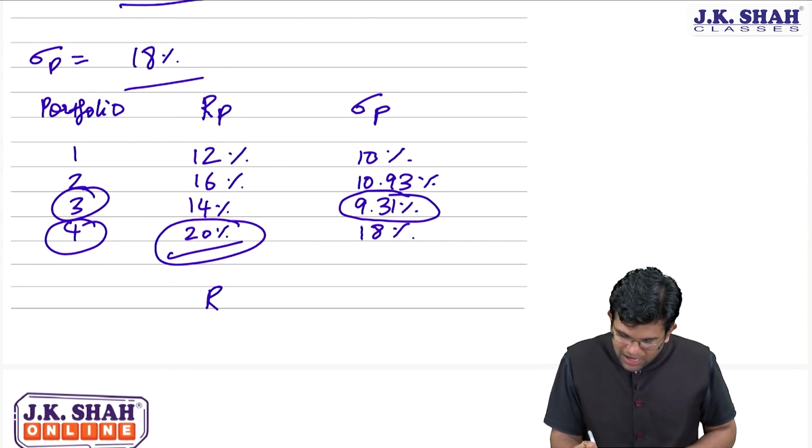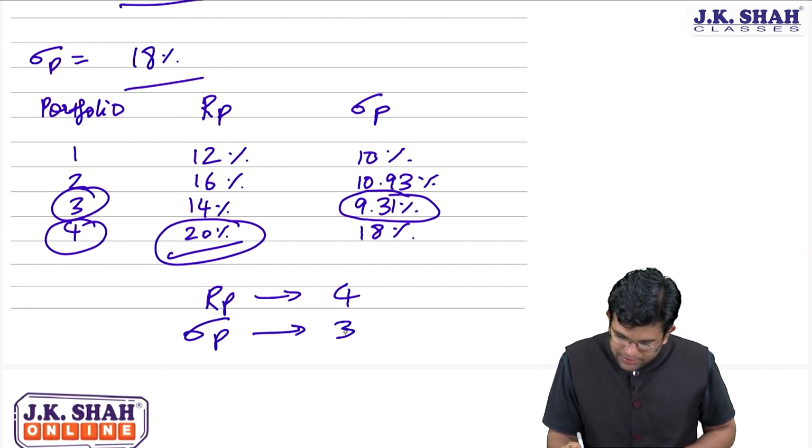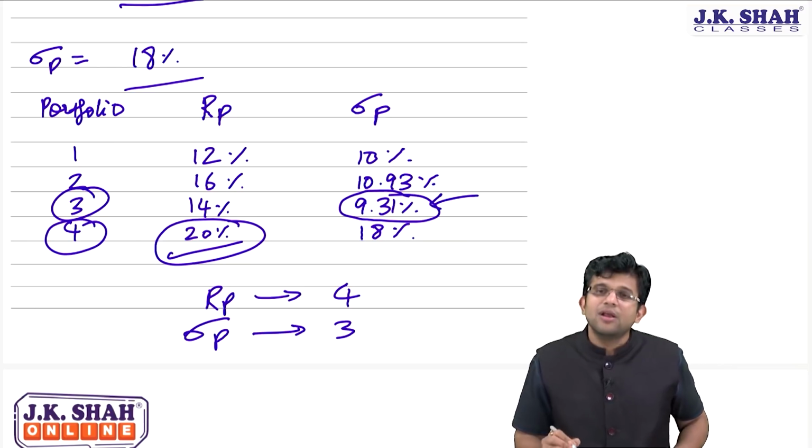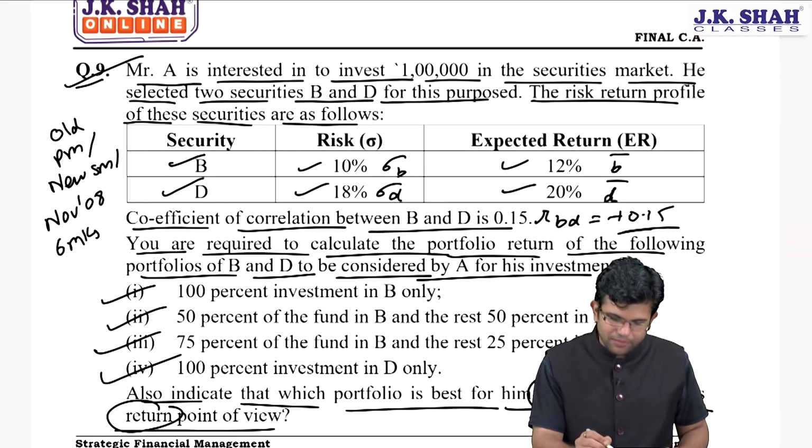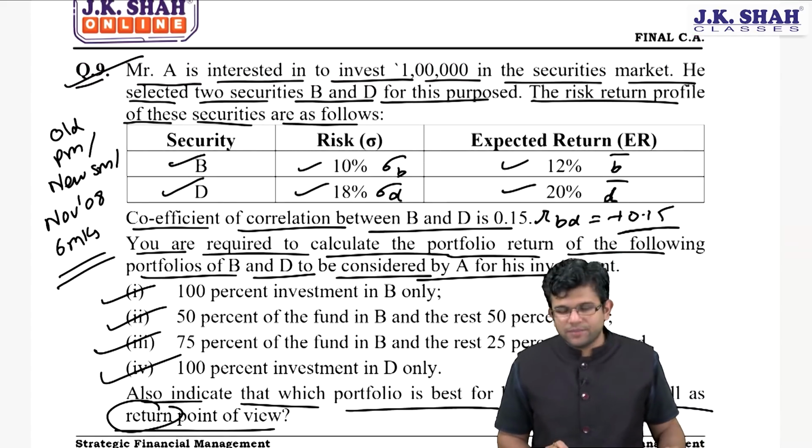Yes, so for RP the best one is portfolio 4, for sigma P the best one is portfolio 3 since it is giving us the lowest sigma P. Students, I hope you understood this simple question number 9, which came in the exams for 6 marks.